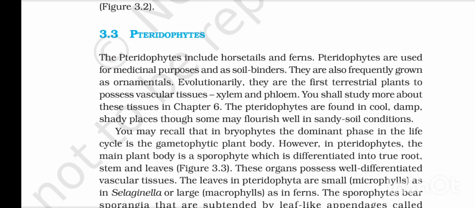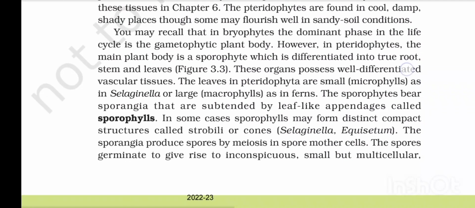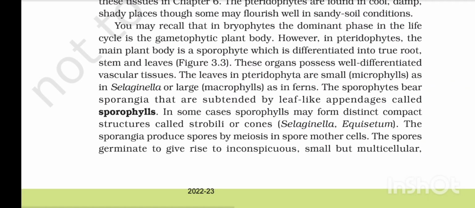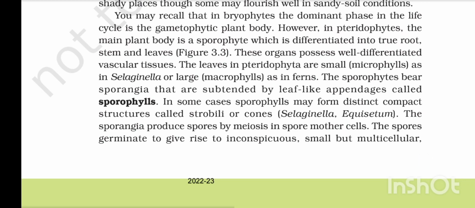The pteridophytes are found in cool, damp, and shady places, though some may flourish well in sandy soil conditions. You may recall that in bryophytes, the dominant phase of the life cycle is the gametophytic body. However, in pteridophytes, the main plant body is a sporophyte, which is differentiated into true root, stem, and leaves. These organs possess well-differentiated vascular tissues.